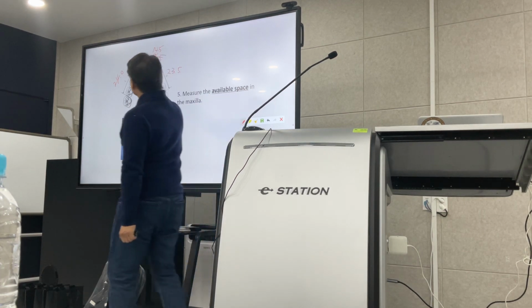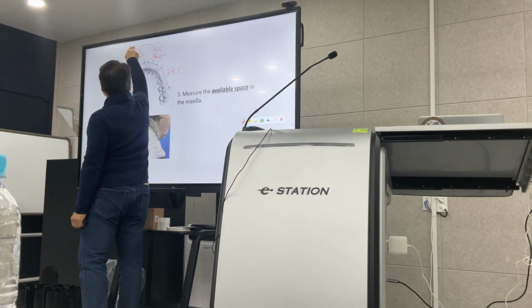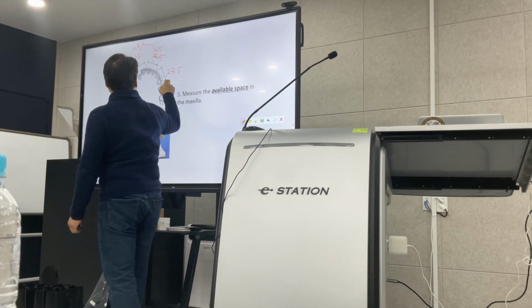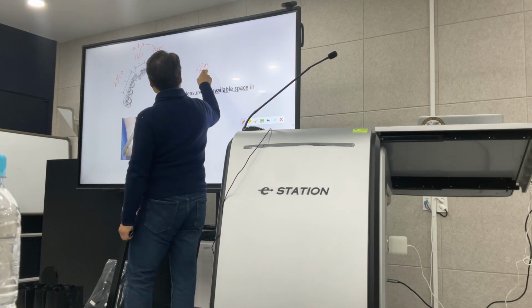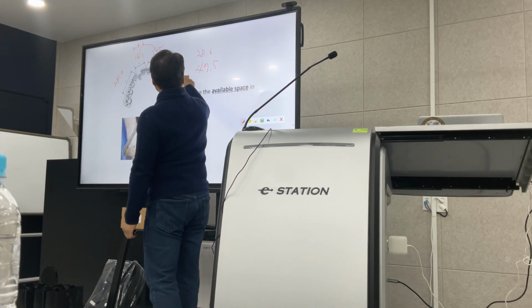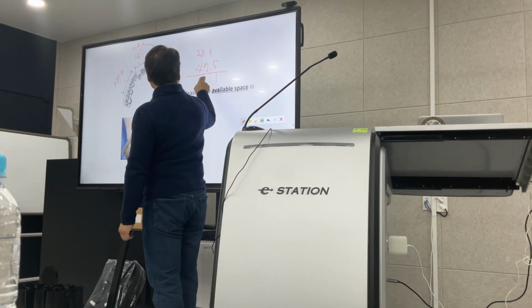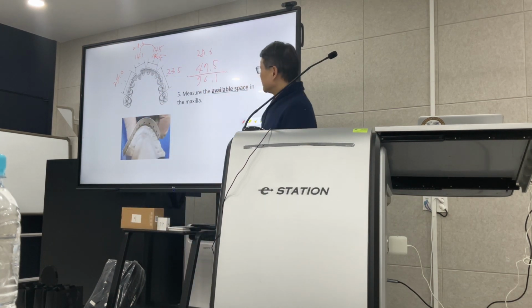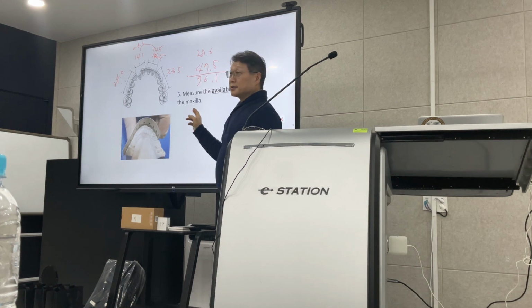So this is from 28.6, right? To calculate 47.5 minus 28.6, the result is 167. Then the available space is 76.1, right?